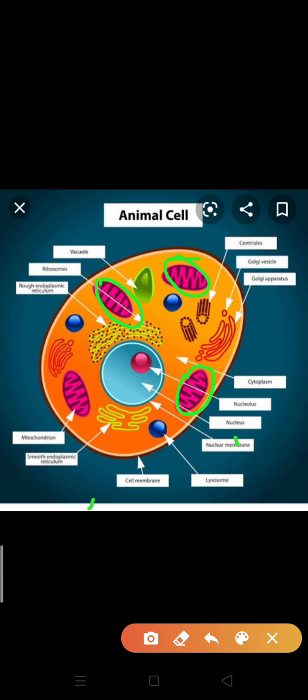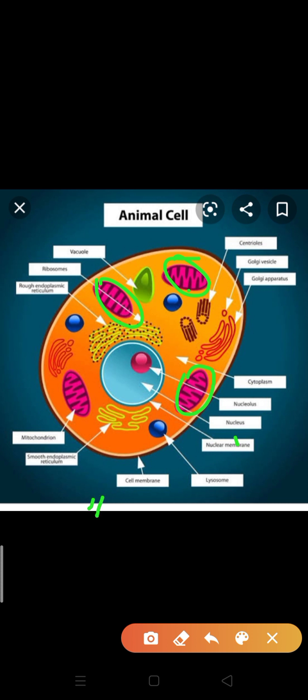So what is the main function of mitochondria? In your previous classes also you have read that mitochondria is known as the powerhouse of the cell. So ATP synthesis can take place in mitochondria. Clear? And one more important term we use for mitochondria is that mitochondria are semi-autonomous in nature, meaning that they can perform all the vital activities by themselves. That's about the mitochondria.